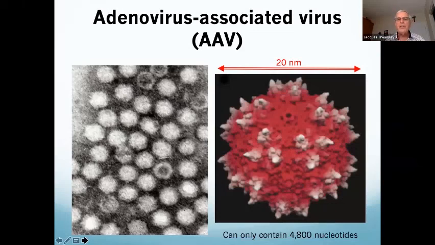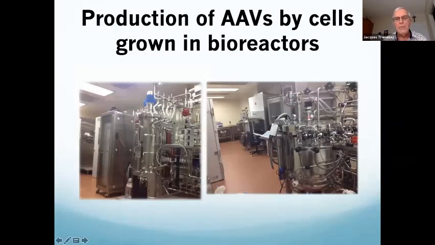The dystrophin gene is almost three times bigger than that, and so the full dystrophin gene cannot be inserted into an AAV. This is why researchers have been trying to produce a micro-dystrophin gene. These adeno-associated viruses are produced in bioreactors. We can see examples of those bioreactors here. And the production of these AAVs is extremely expensive.